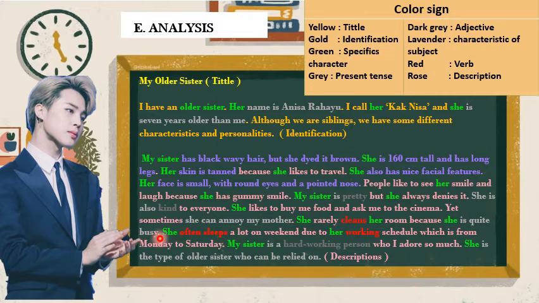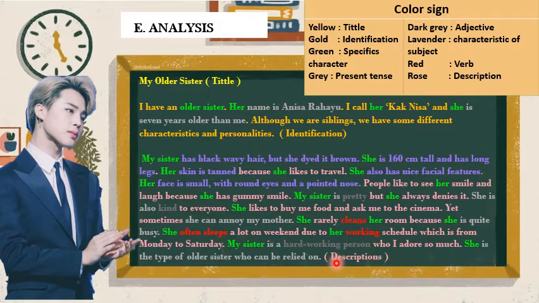Here is the sentence: "My sister is a hardworking person." Now here "is" is a sign of the present tense. Then "hardworking person" is the sign of adjective. And the last is the sentence: "She is the type of older sister who can be relied on."